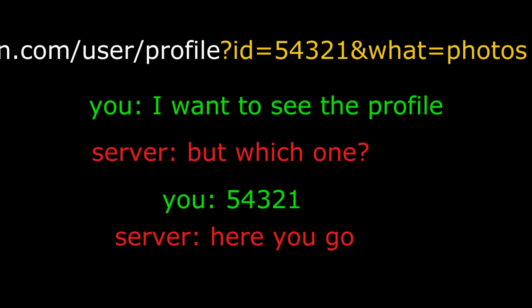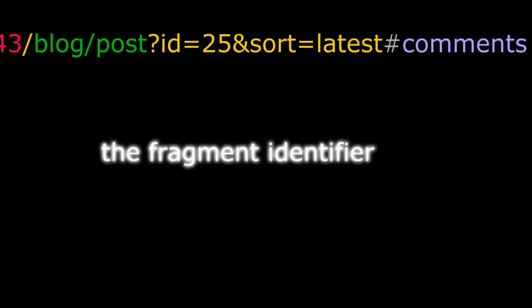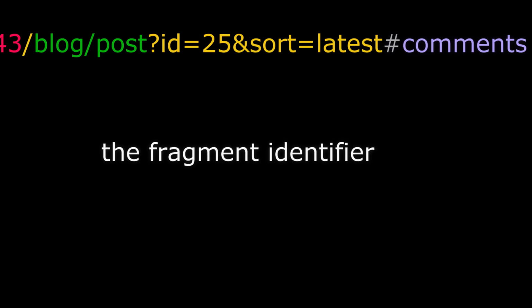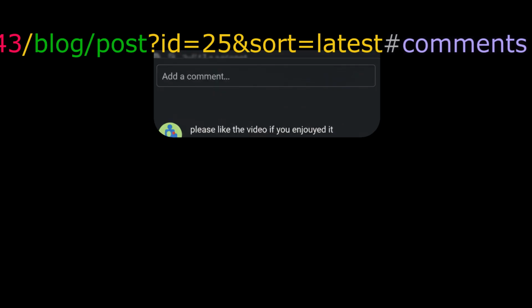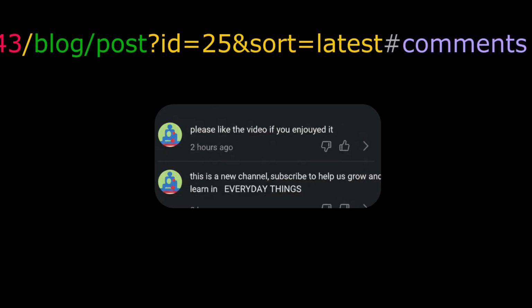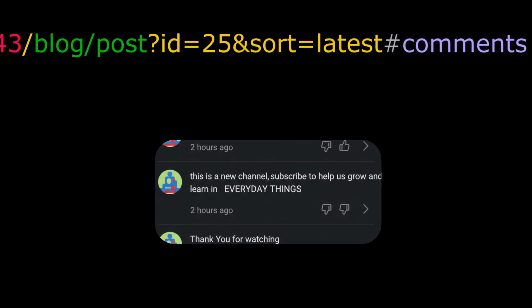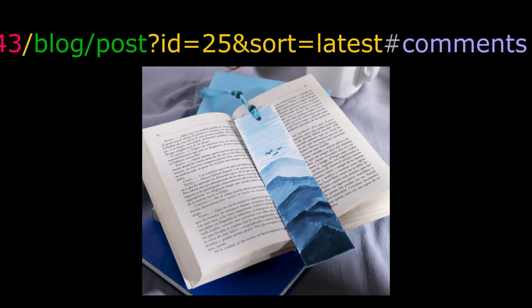After the query parameters, there's one more part you might see in a URL, the fragment identifier. This comes after a hash symbol. The fragment doesn't get sent to the server. Instead, it tells your browser to jump to a specific section of the page. For example, if you click a link and it takes you directly to the comments section of a long article, that's usually done using a fragment. It's like opening a book and going straight to a bookmarked page.